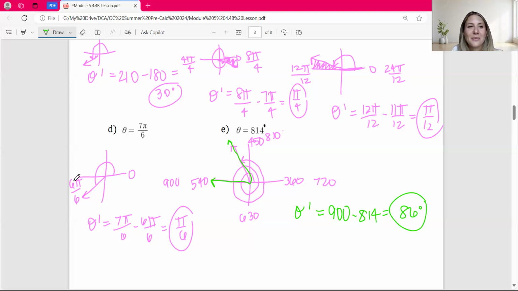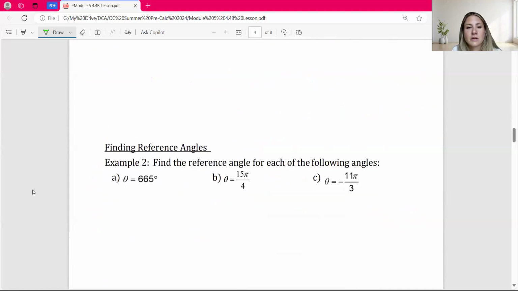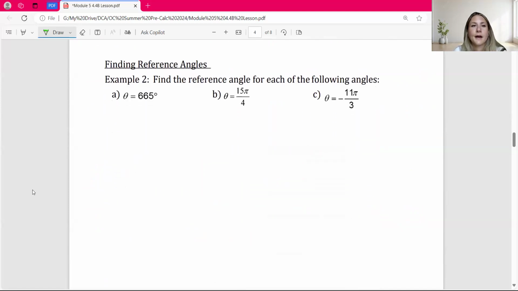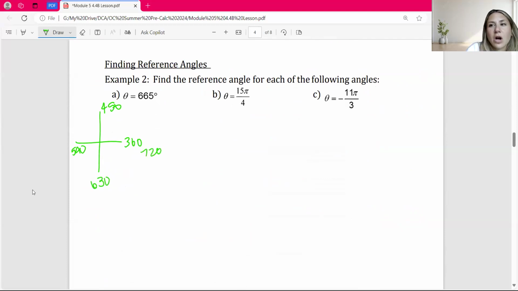Let's just check out 3 more. Okay, 665, very similar to that one we just did. I know we're going to go around at least once. Let's keep going: 450, 540, 630, 720. So when I draw this angle, I'm going to go around one time, that's 360. Then if I start to go around, we're going to have 450, 540, 630, and 665 is going to end up somewhere in that fourth quadrant.